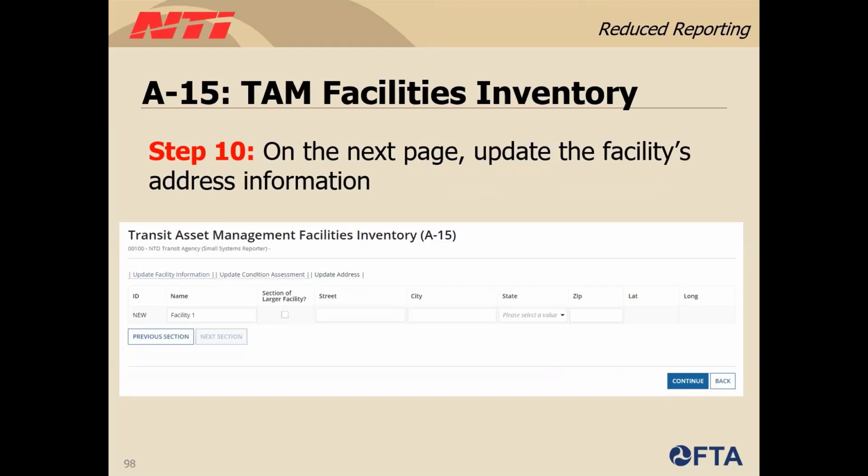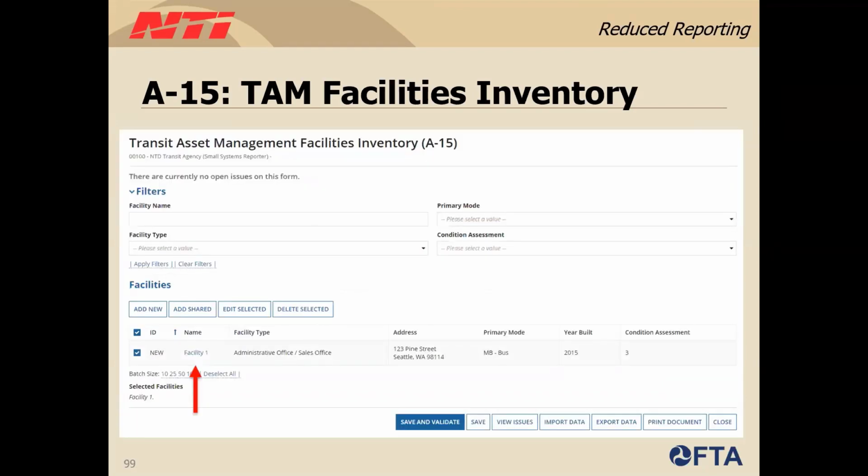Lastly, you should click on the Update Address tab or click Continue to fill out the facility's address information. You may report either the street address of the facility or the latitude and longitude. Once all the information has been added, you can click Continue to add the facility to your A15 form.